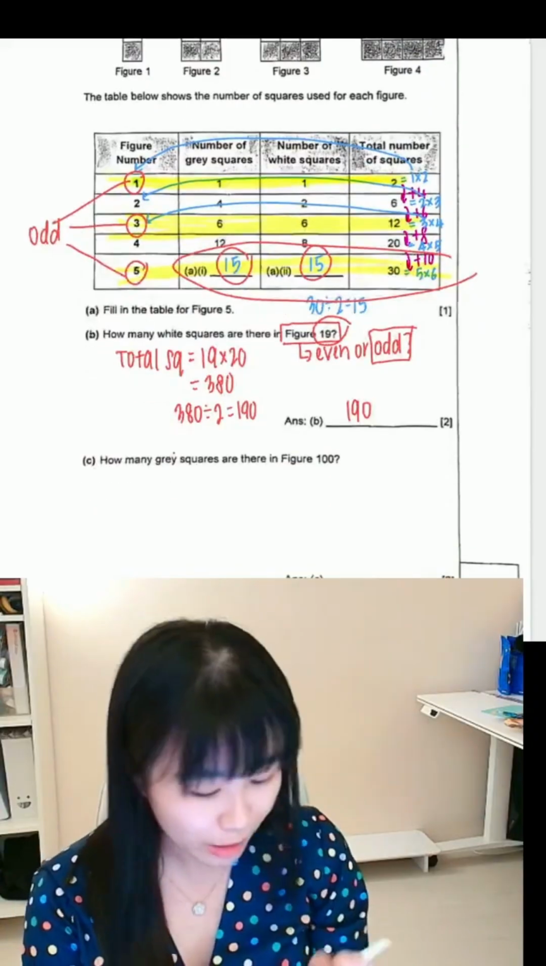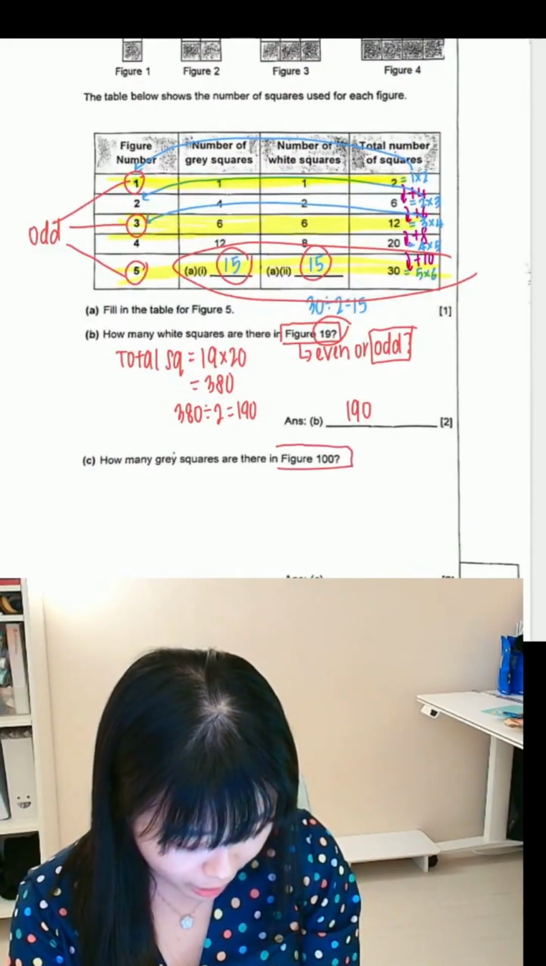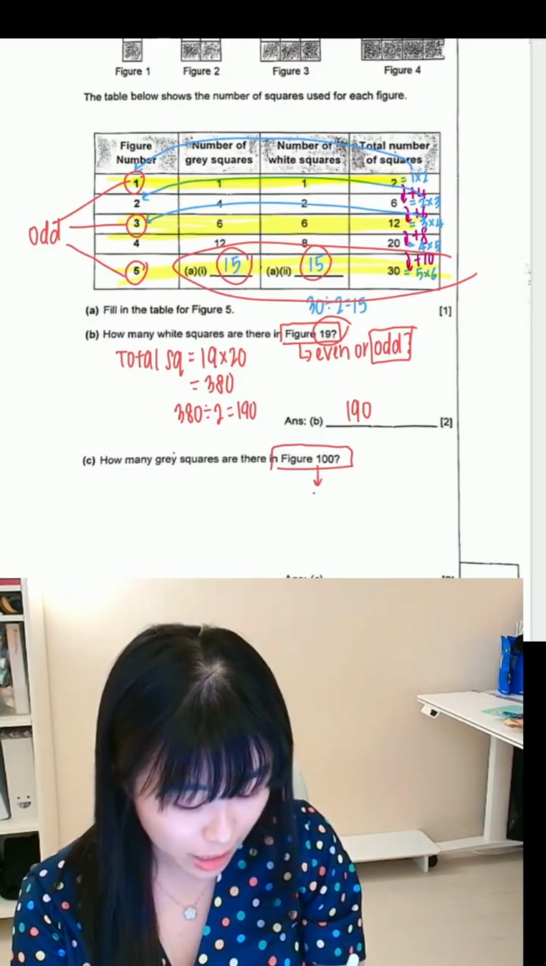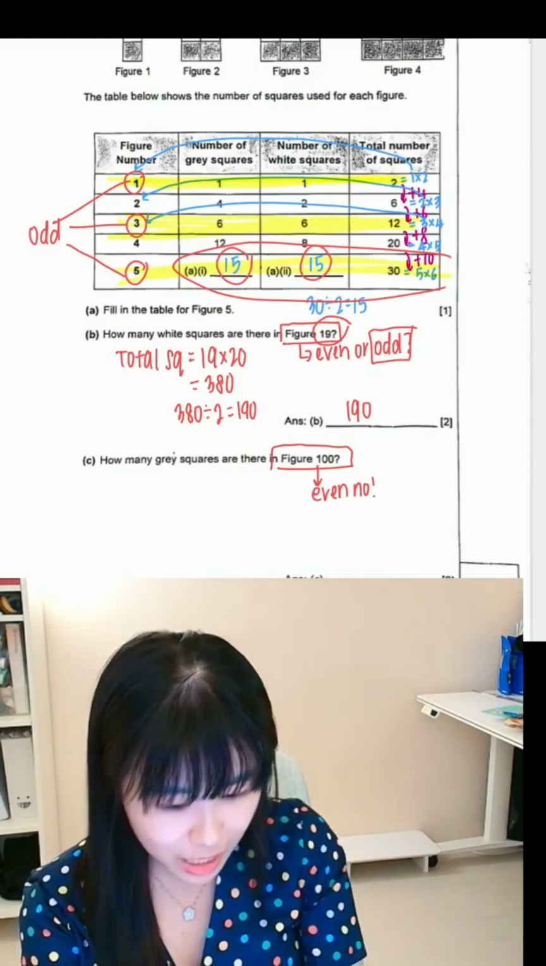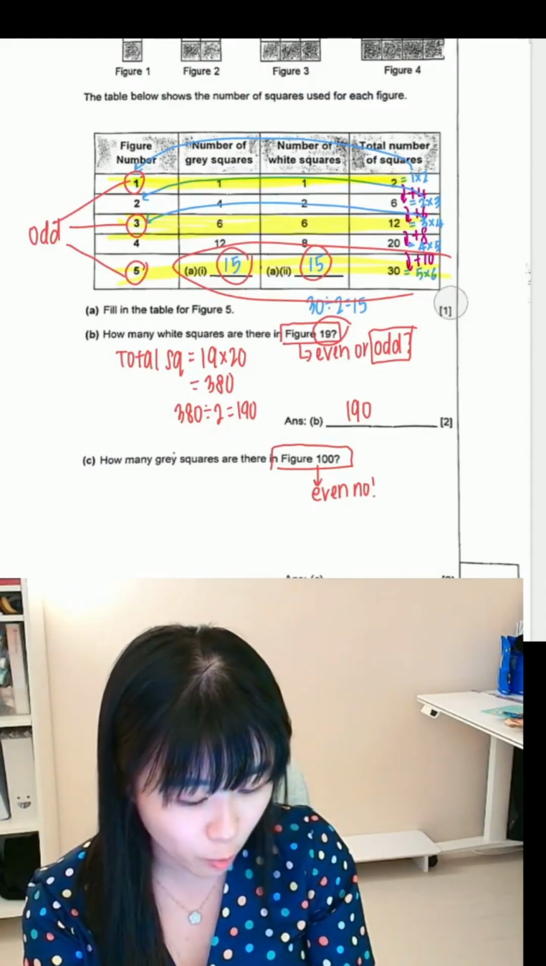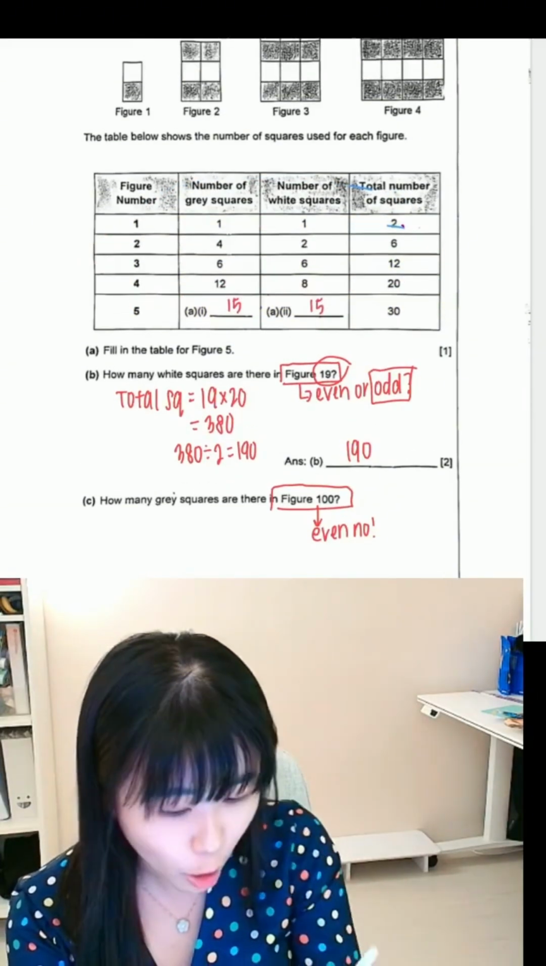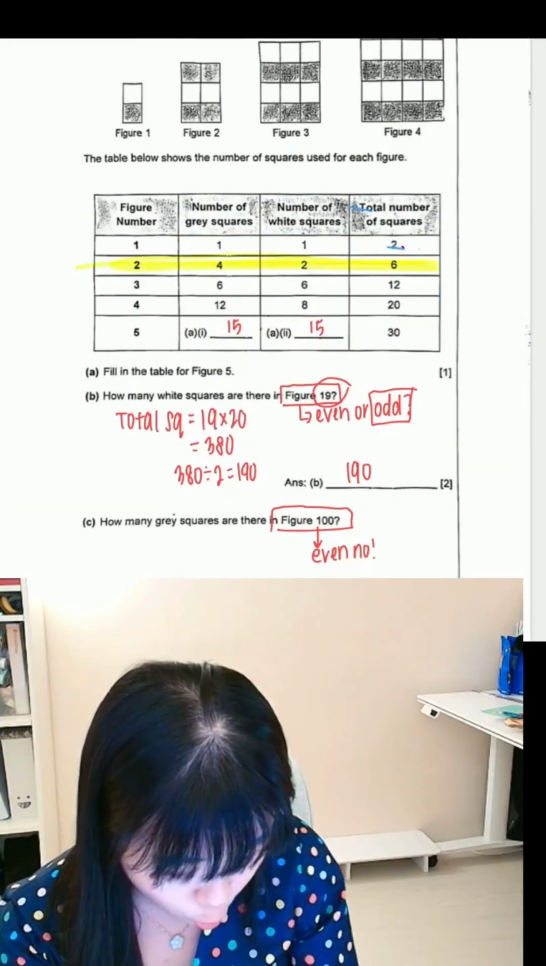Now, part B. Now they don't give you an odd number. They give you how many grey squares are there in figure 100? Even number. Okay. Because this is not an odd number already, I cannot use the same way of doing it, but I need to use a slightly different way. I'm going to observe the even numbers now. Figure 2, figure 4, right?